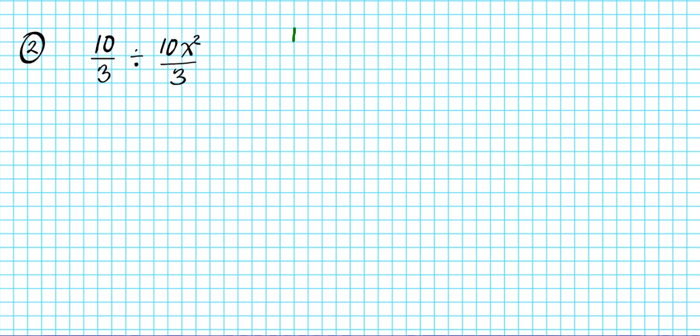So drop, change, flip is just another way to divide fractions. When you drop, change, flip, what you're doing is you're multiplying the dividend by the reciprocal of the divisor, and that's equivalent to dividing two fractions. Okay, so this is the dividend, this is the divisor.